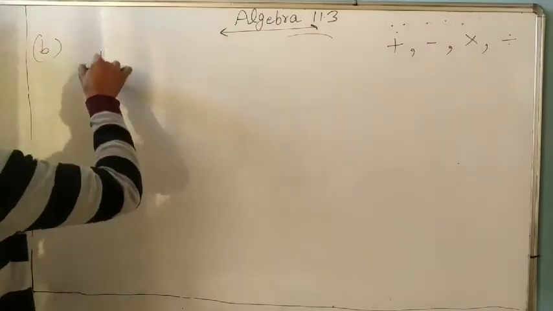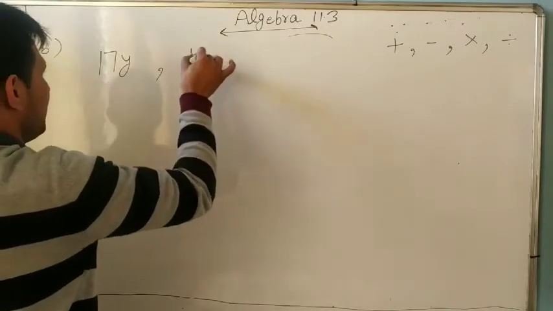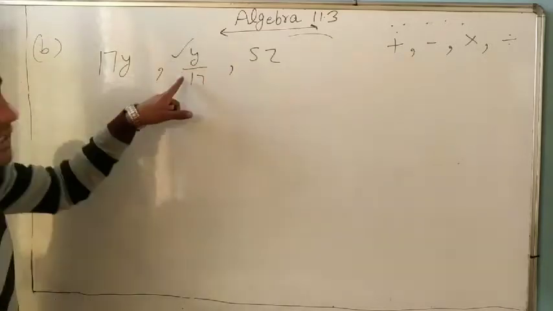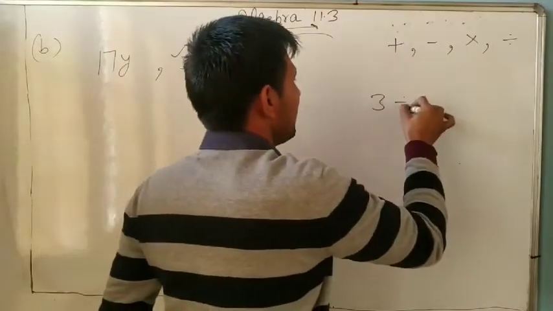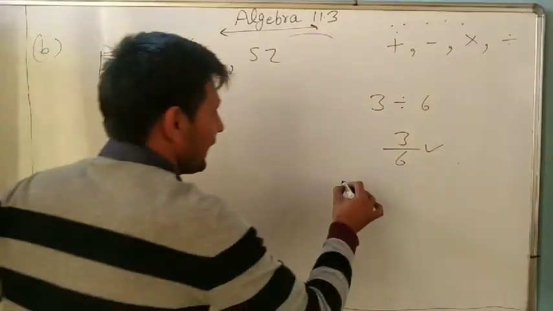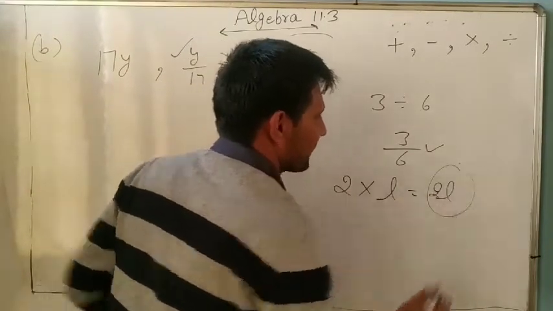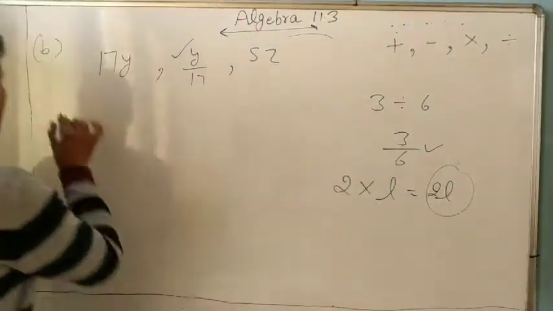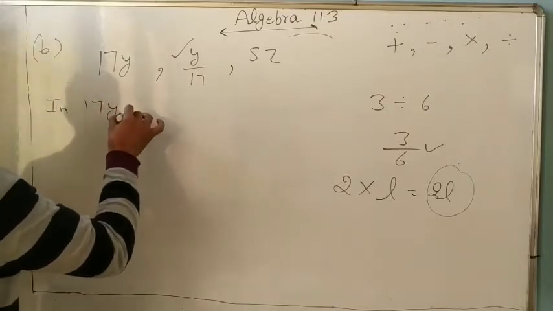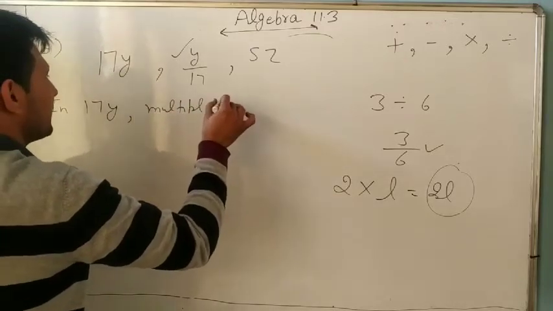17 into y, into 17, and it is 5 into z. If I ask you which operation, you will say sir divide, because 3 divided by 6, what is 3 upon 6? Same as it is here. If I ask you 2 multiply L, what is 2L? So what is the operation in 2L? Multiplication. So write in 17y multiplication operation.